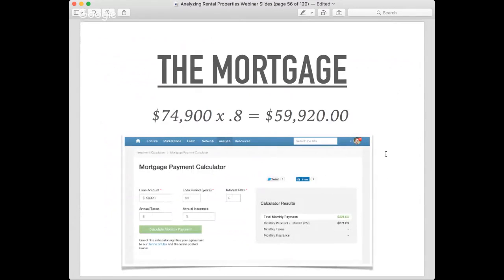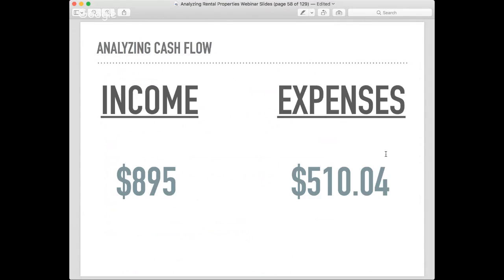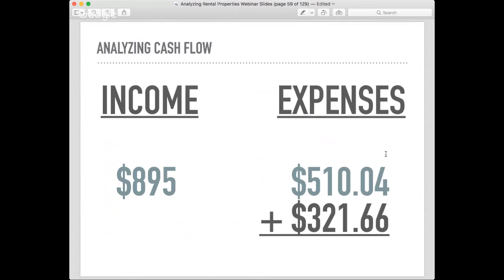Now, if we were to do a quick mortgage calculator, which there's a million of online, you can even go to biggerpockets.com/calc, and we have a mortgage calculator that you can use. Anyway, if you run it through a mortgage calculator at a 30-year mortgage at 5% interest, we're looking at about $321 a month for a mortgage payment. So let's go back to our numbers. Our income was $895. Our expenses, box number 2, I guess you could say, is $510. Then we're going to add $321 a month for our mortgage payment, meaning our total expenses on average over time is going to equal about $831 a month.